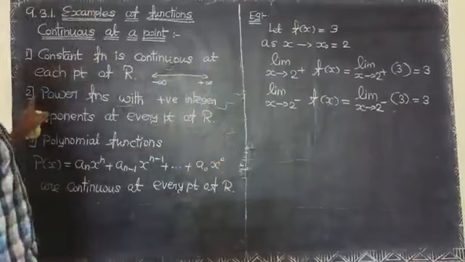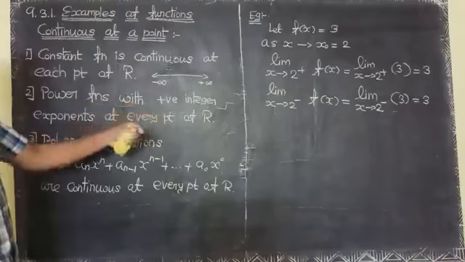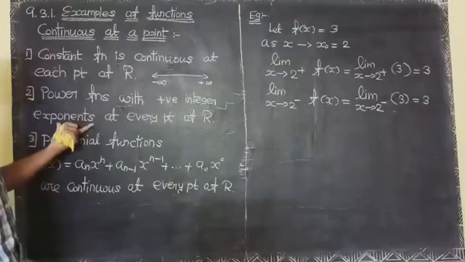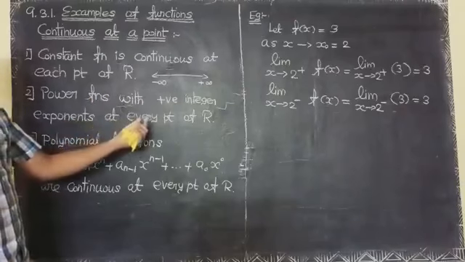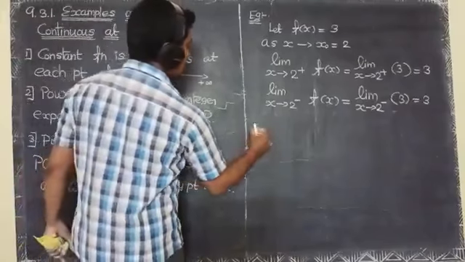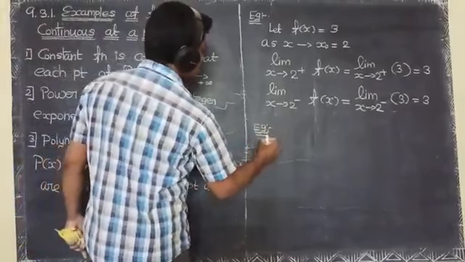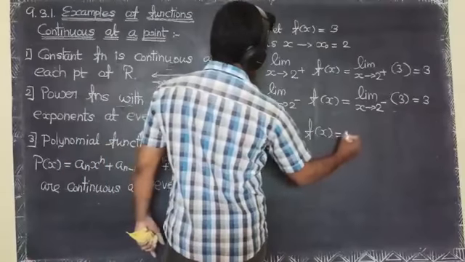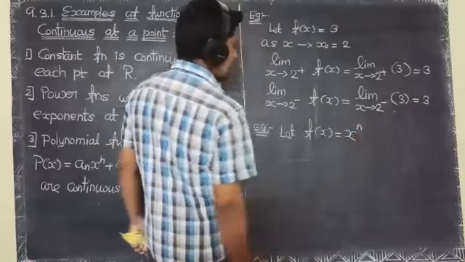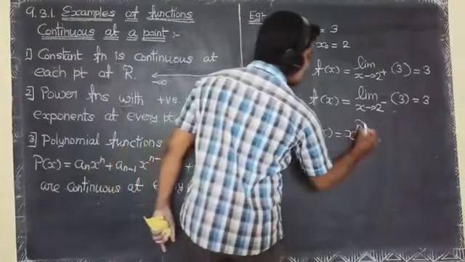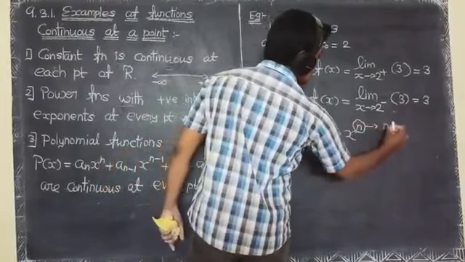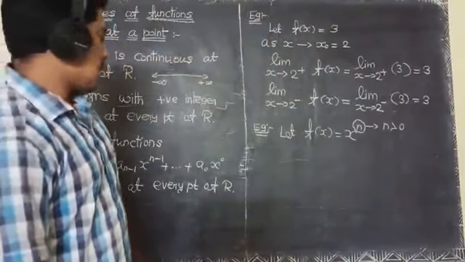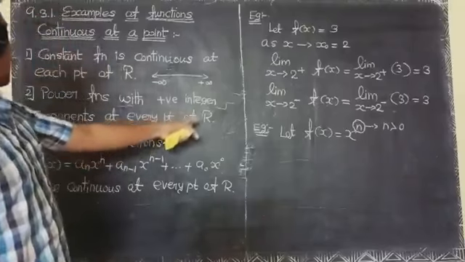Next, number 2, power functions with positive integer exponents are continuous at every point of capital R. For example, consider f of x equal to x power n. Here n is a positive integer, meaning greater than 0, and at every point means at every point of R.